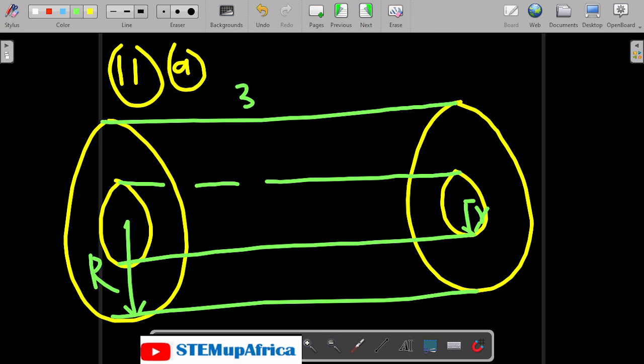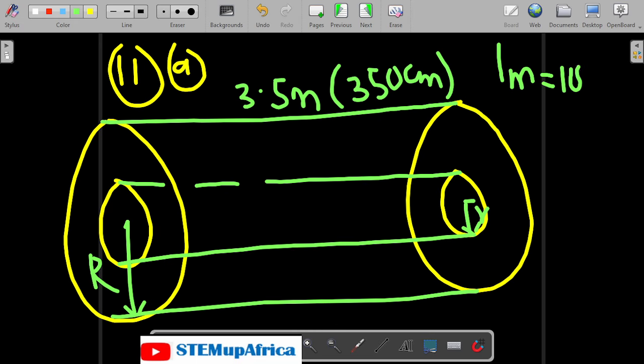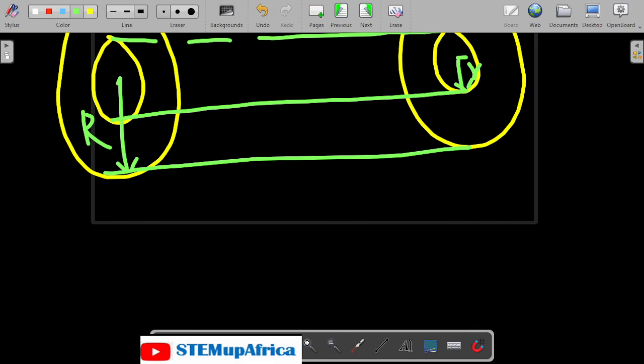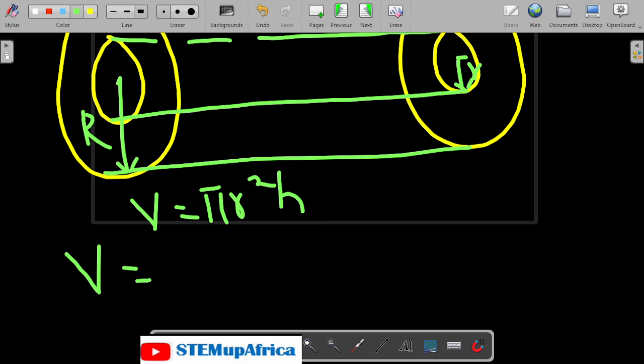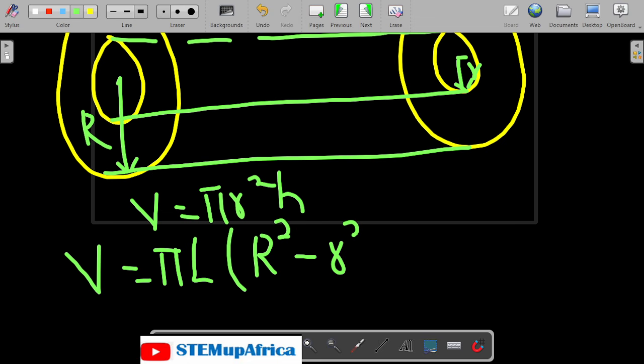Here the length of the pipe is 3.5 meter. So in centimeter will give us 350 centimeter. 1 meter is equal to 100 cm. So 3.5 times 100 will give us 350 cm, I mean. So the volume in this case, volume of cylinder we know, V is pi r square h. So for this pipe, I'm having V to be pi L, the bigger radius squared minus the smaller radius squared.